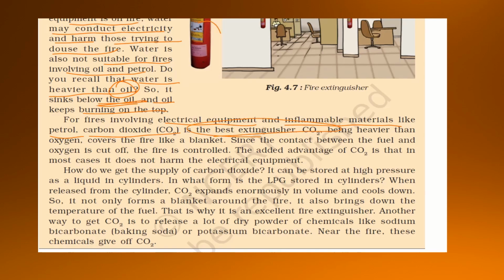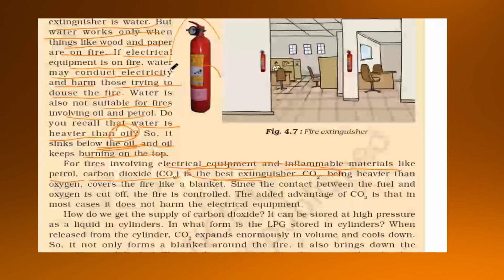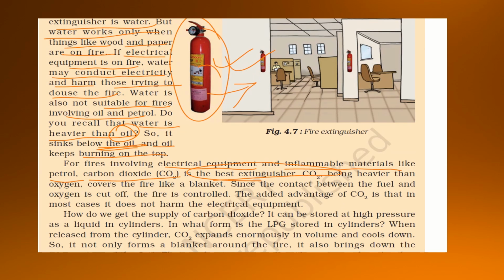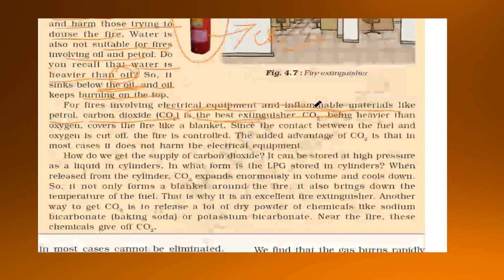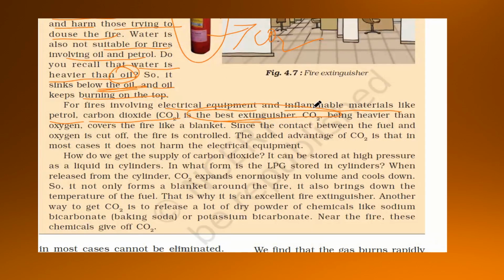In these fire extinguishers, which we see in several apartments, malls, schools, hospitals and so on, what do they contain? These fire extinguishers contain carbon dioxide gas. This is a very suitable fire extinguisher, and we can say it is the best because, being heavier than oxygen, it covers the fire like a blanket. Carbon dioxide is always heavier than oxygen and covers the fire as a blanket. Since the contact between the fuel and oxygen is cut off, the fire is controlled and gradually extinguished.